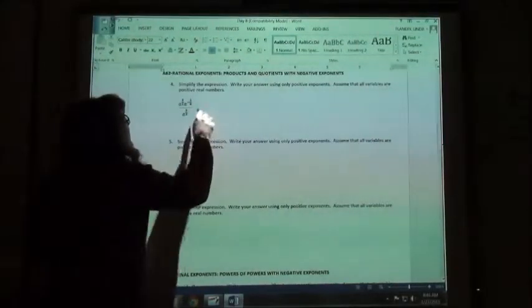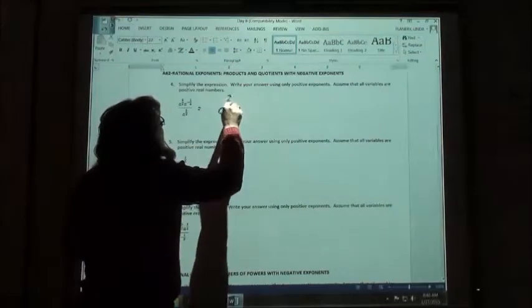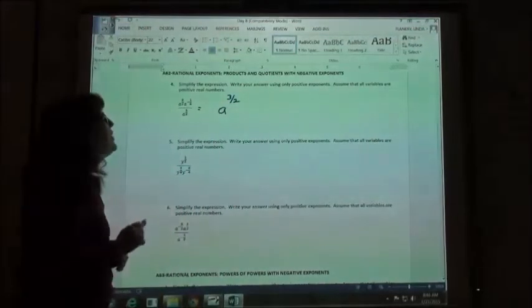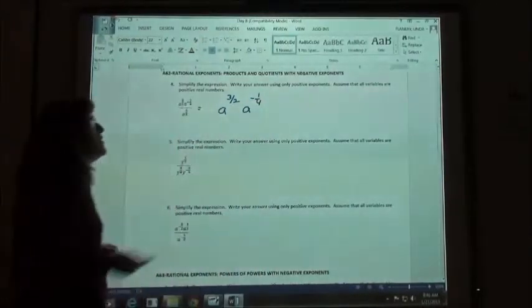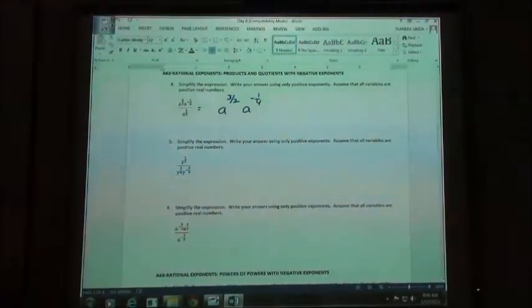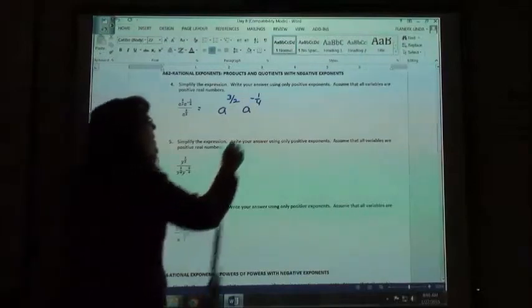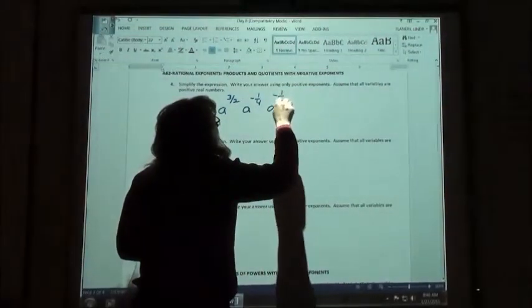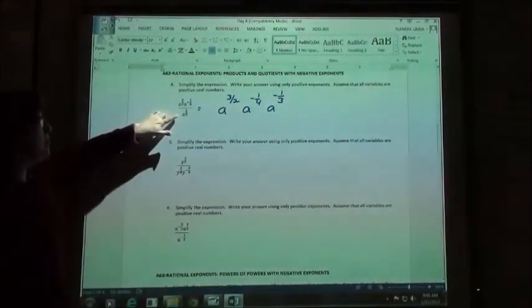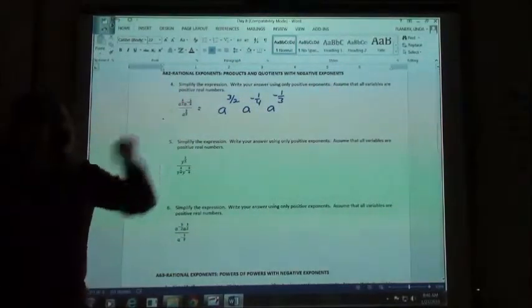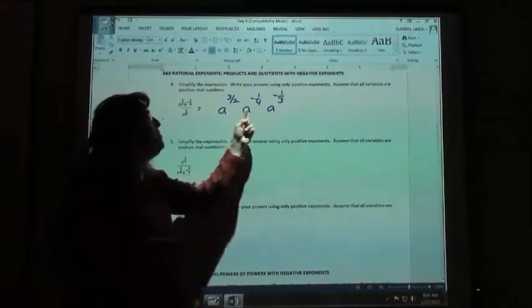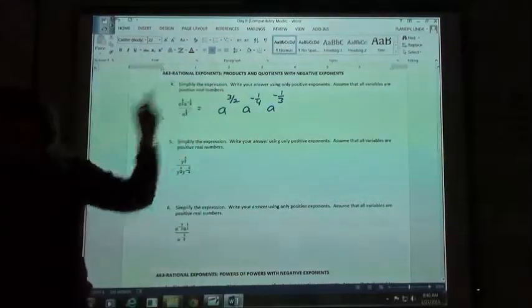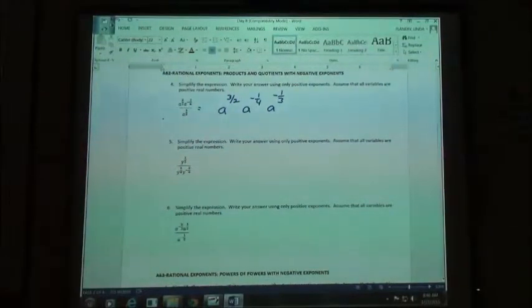So I'm going to say that I have a to the 3 halves, which was on top, so I'm leaving it alone. A to the negative 1/4, which again was on top, so I'm leaving it alone. But the bottom one, when I move it up, is going to become a to the negative 1/3. Since I moved it from the bottom to the top, I have to change its sign. Now I have to follow my rule. When I'm multiplying with the same base, my rule is to add my exponents.